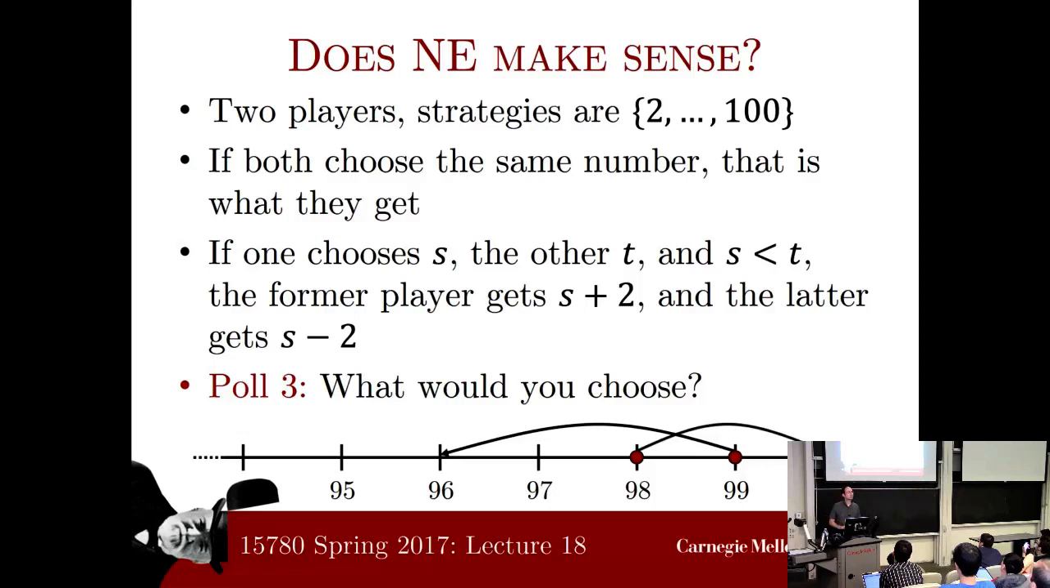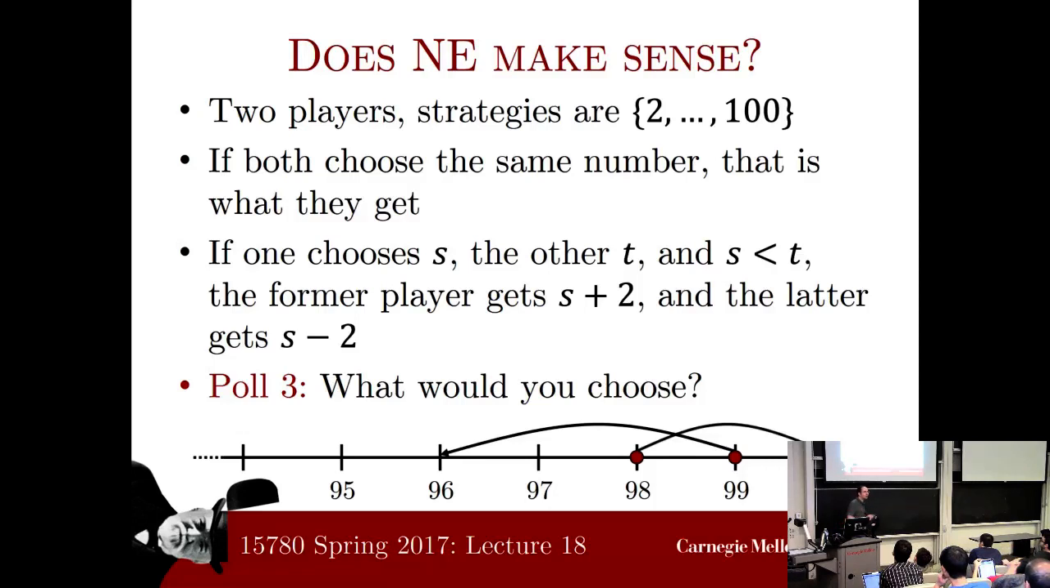Someone chooses 99 and the other 100. The first one gets 101. Yes. Okay, so here's an example. If one chooses 99 and the other 98, the 99 would get 98 minus 2, which is 96, and the 98 would get 98 plus 2, which is 100.